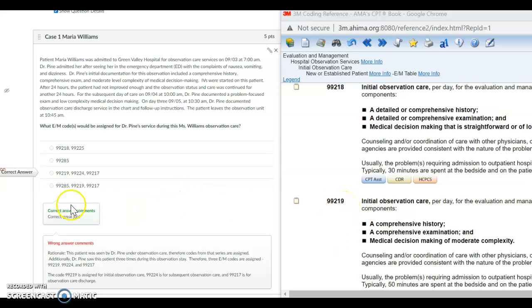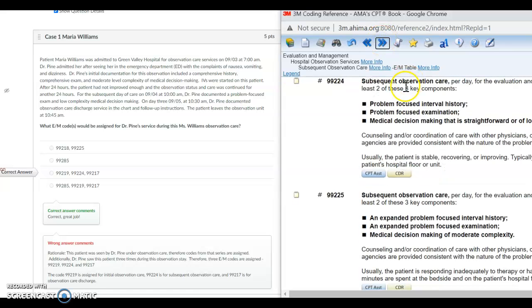Okay, so we don't want to do ER first because again, she came into the ER, went and got admitted to observation. So after 24 hours, they decided that they're going to continue her care. And at that point, it's going to be a subsequent observation care. So we don't do another history. So on that note, let's go ahead and look at the documentation.